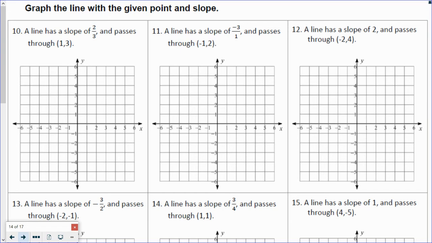The third section is telling us to graph a point and then move the way the slope tells us. Okay, so I have a line that has a slope of 2/3 and passes at 1/3. So we're going to start with 10. Okay, so I got to go to my 1/3. So I got to go over 1 and then up 3. And that's my 1/3 right there.